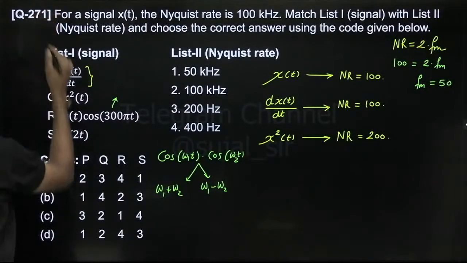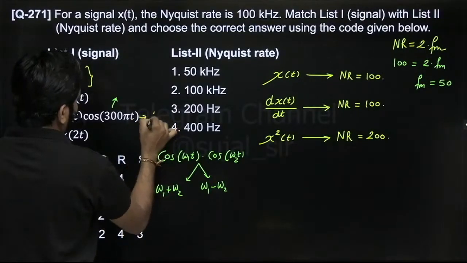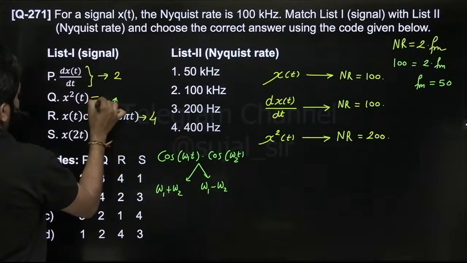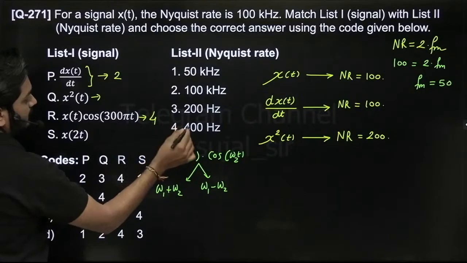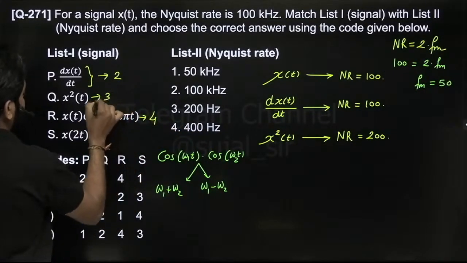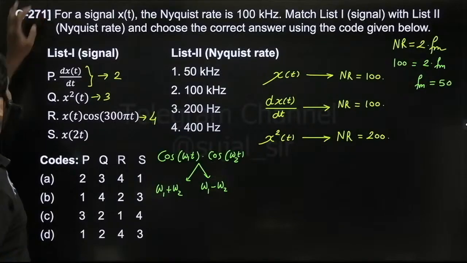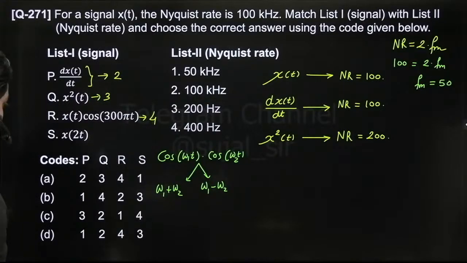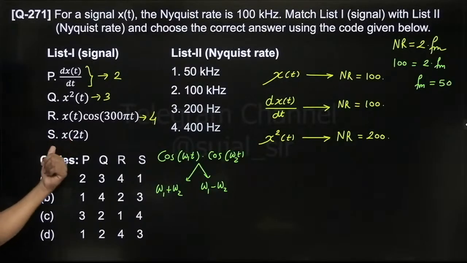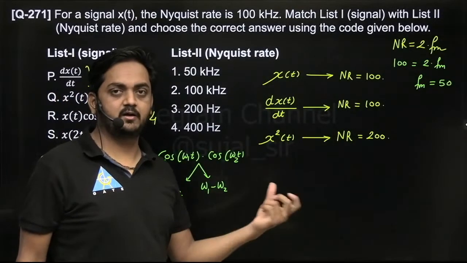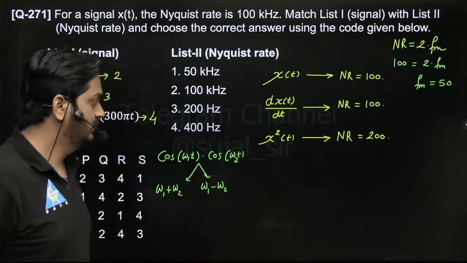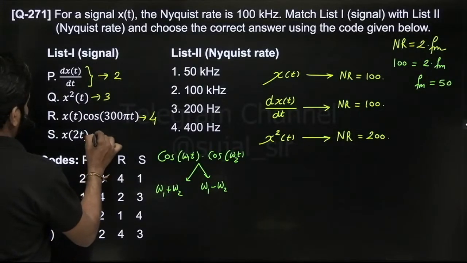So for this Nyquist number 4, the correct match is number 4. For the first one, same, number 2. For the second, it is number 3, guys. And x of 2t: here t becomes 2t, so the frequency also doubles, guys. Now only one is left, x of 2t. Time scaling. So what does time scaling correspond to? Here time compression becomes frequency expansion. So finally it is number 1, guys.